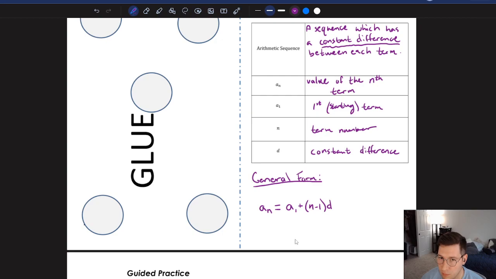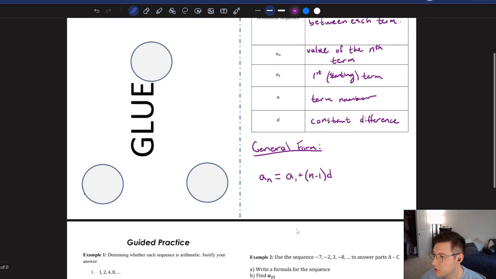minus 1, right? Think of this as we take our starting term and however many times we've actually added it, that's this n minus 1 times d. Because remember, that repeated addition is really just multiplication. And so let's sort of see this in action.